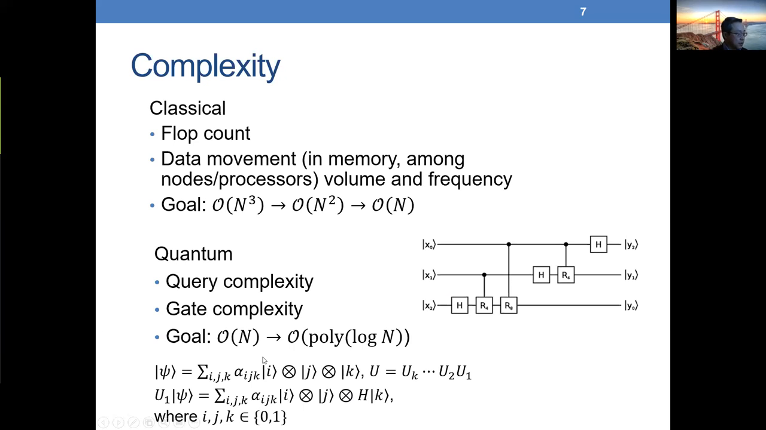And our goal is essentially to turn an algorithm into a complexity that is proportional to a polynomial in log of n, okay? Because n is 2 to the number of qubits. So here there are 3 qubits. If we can devise an algorithm or do a decomposition so that the number of gates is proportional to a low power of 3, that's considered efficient.